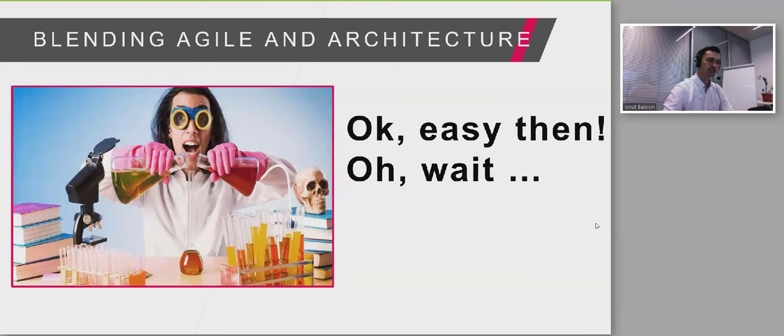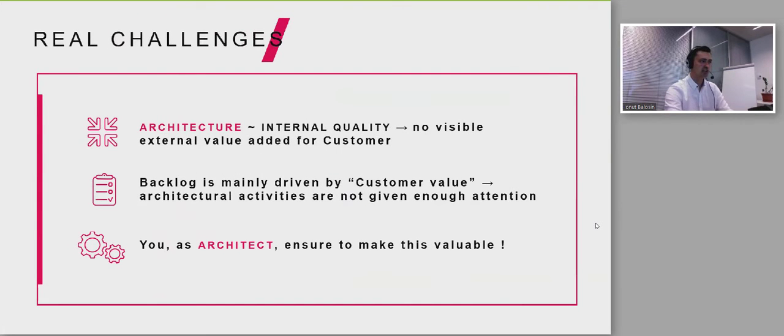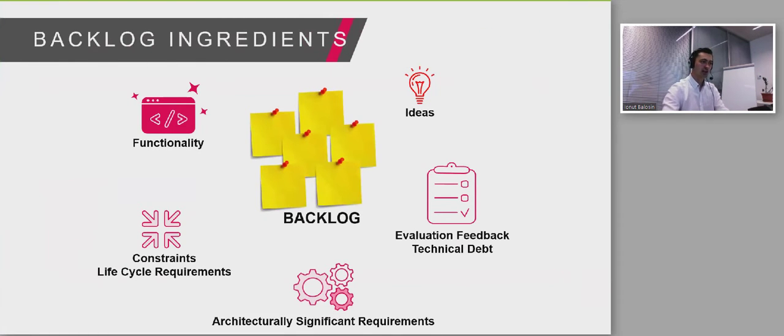Let's see what we faced actually in practice, because the architecture mainly refers to the internal quality of the product. It's not very visible, or it's not very straightforward for the product owner, this internal quality. And the role of the architect is to make it valuable and make it prioritized in the backlog itself. And this is where we struggle.